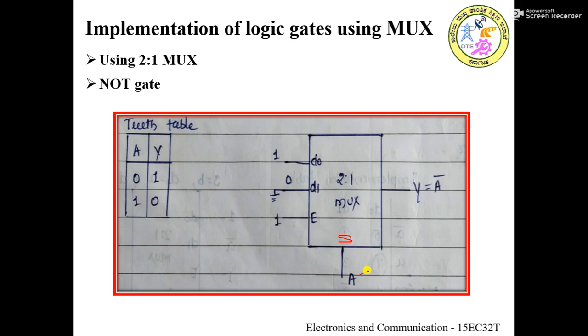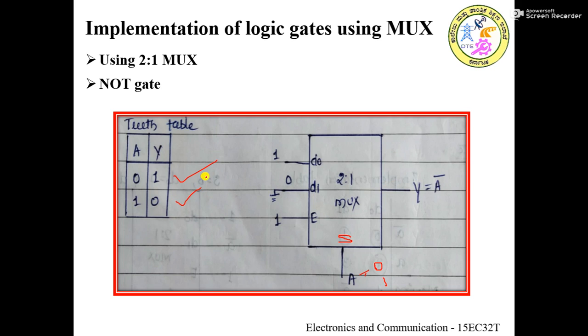You can consider A equal to 0, the select line will become 0 here. Since the select line is 0, it selects the first data input, which is connected to 1 or VCC. So 1 will appear across the output line Y. First combination is verified. Similarly, with A equal to 1, the second line is selected, which is connected to 0. 0 will appear across the output line Y. Second combination is also verified.